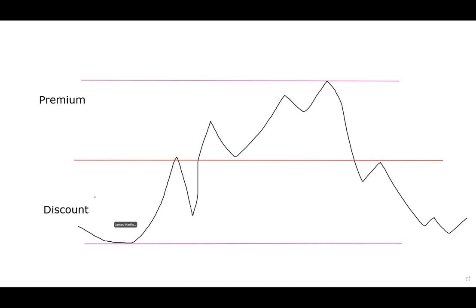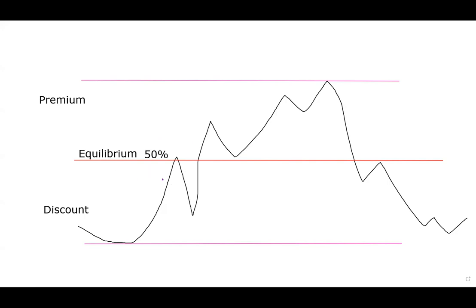So if we think about it this way, this line right here is known as equilibrium. And equilibrium is very important because equilibrium is the 50%. You can also mark that in your notes as your fib. So if you're trying to look for market equilibrium, you should be looking for the 50%. Right now, what is the 50%? That marks the boundary between premium and discount.